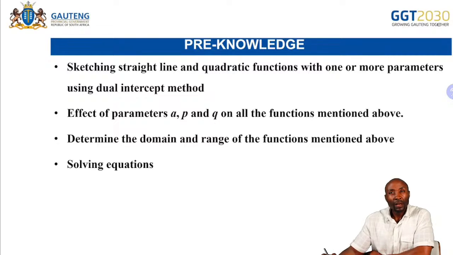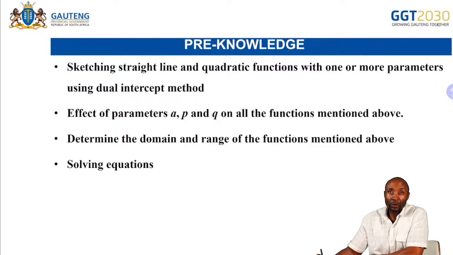Now, our pre-knowledge, what we already know, and the skills that we will need in order to help us. We are going to be sketching straight line functions and quadratic functions with one or more parameters using the dual intercept method. Remember, others are taught to use the table, but it might take some bit of time. Hence, we are using the dual intercept method, which is a bit faster and saves us time in the exam versus the table.